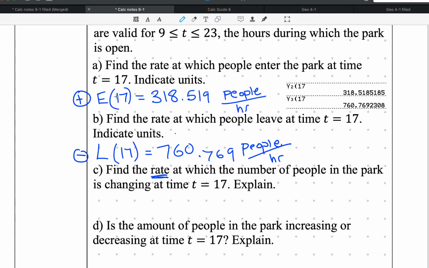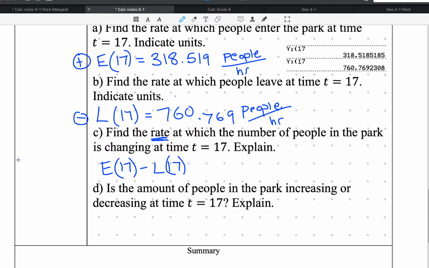And I'm not going to leave you hanging. You just subtract them. And this is me showing my work, this is me doing the explain part of this question. I'm going to say, what is our positive rate, E of 17, minus the negative rate, minus L of 17. And this kind of leads to another thing that's going to be on the speed sheet for tomorrow, which is, what is rate? Rate, by default, is just the positive minus the negative.